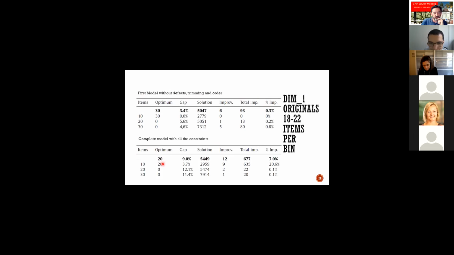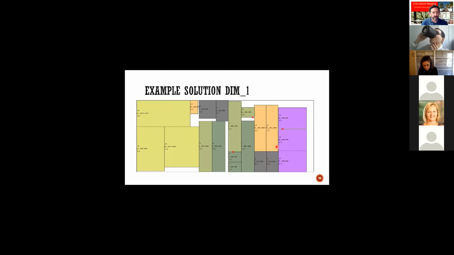I think that the complete model is not able to solve 10 problems of 10 items in 1 hour. Okay, but even for this model, there is room for improvement. As Manuel said the first day, even in a 2-dimensional problem, we can do things. Okay, this is a solution of this set with 20 items. We can see here, here, and here we have a defect.